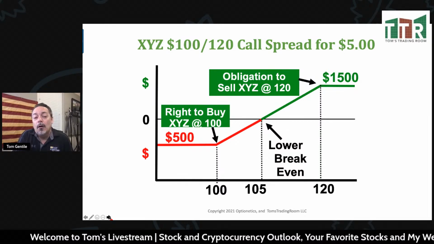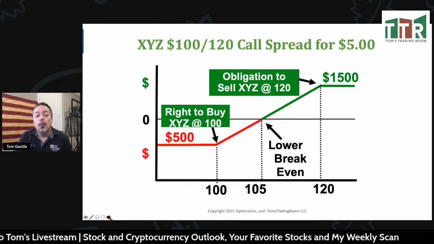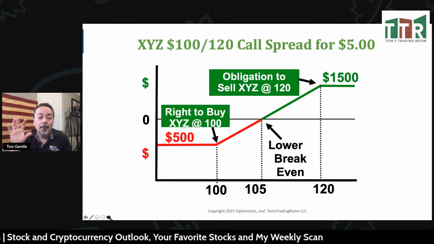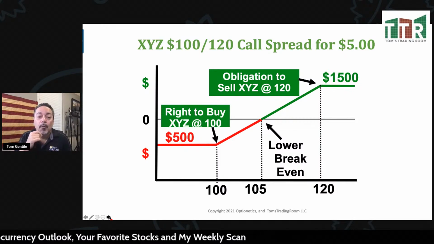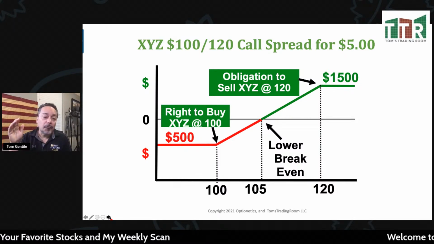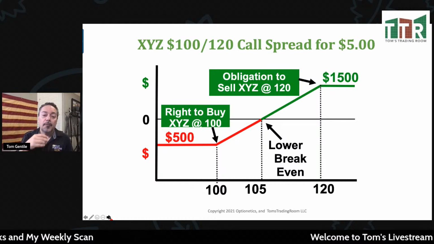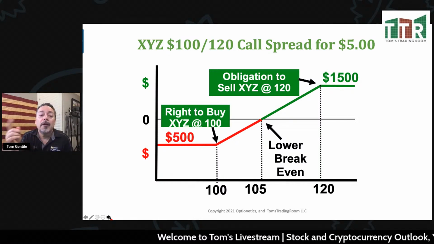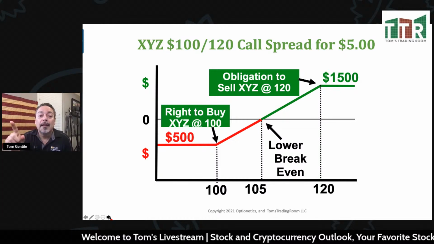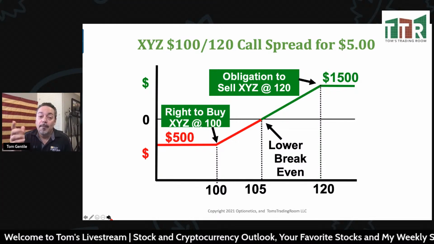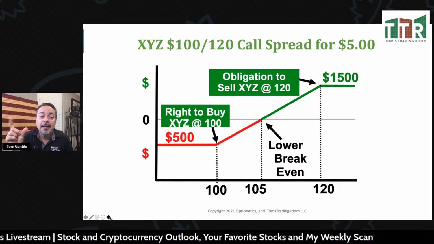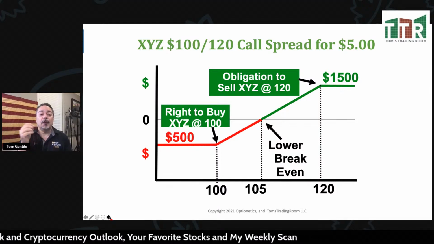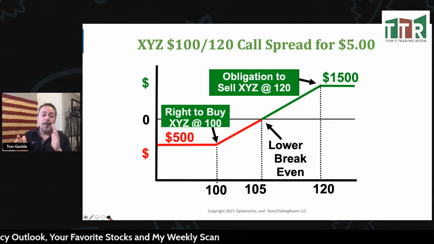What if I'm wrong means that what I paid on the spread is the most I can lose. That 5 points or $500. If XYZ is trading at 50, that spread goes out worthless. If the spread goes above 120, what happens? My 100 call is worth a lot more money. My 120 calls may be worth a little more money too, but when you add them together, the most I can make is 20 points. 120 minus 100 is 20.